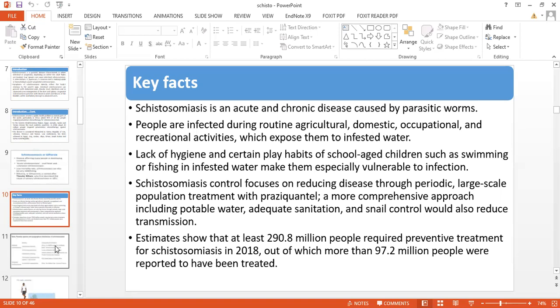It is estimated that at least 290 million people required preventive treatment for schistosomiasis in 2018, out of which more than 97 million have been reported to have been treated.